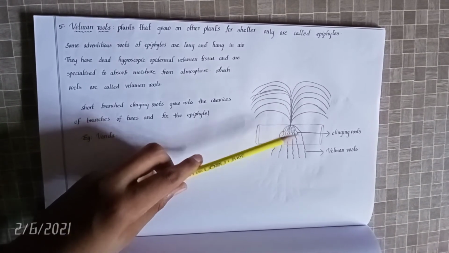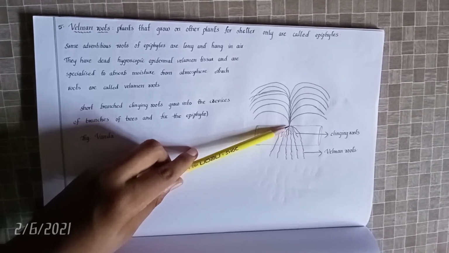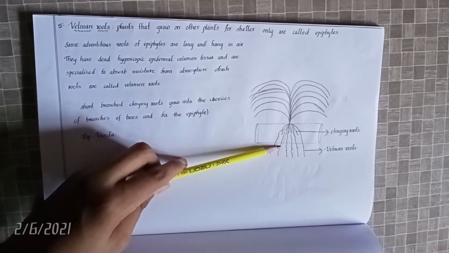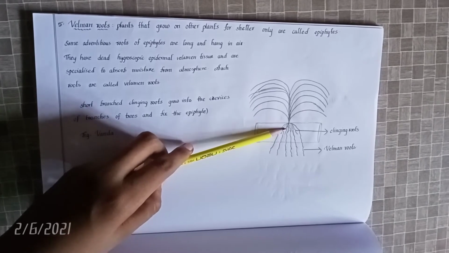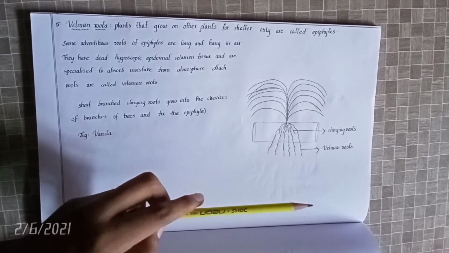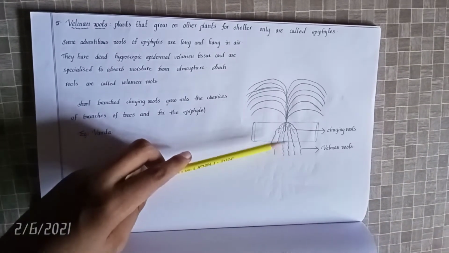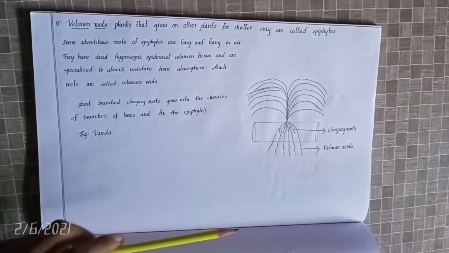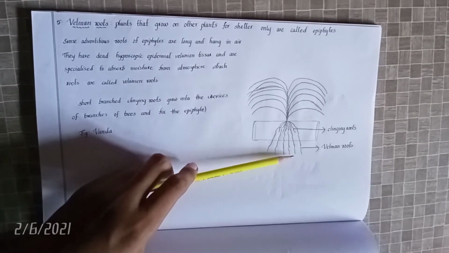In this plant we see two types of roots. One is clinging roots and the other is Velamen roots. These Velamen roots are adventitious roots which have the capacity to absorb moisture from the atmosphere because they have the dead hygroscopic epidermal Velamen tissue. So they are specialized to absorb moisture from the atmosphere.